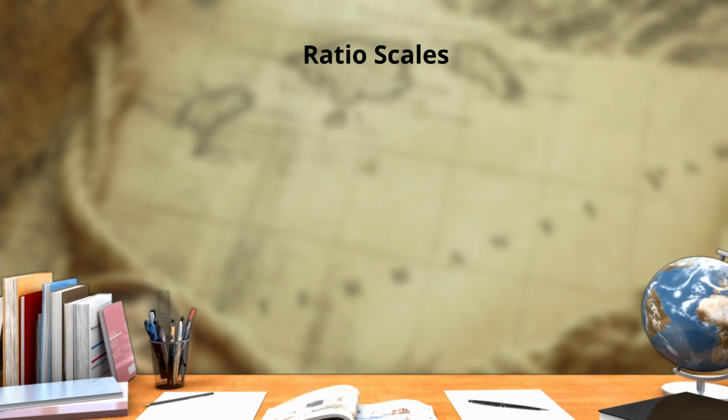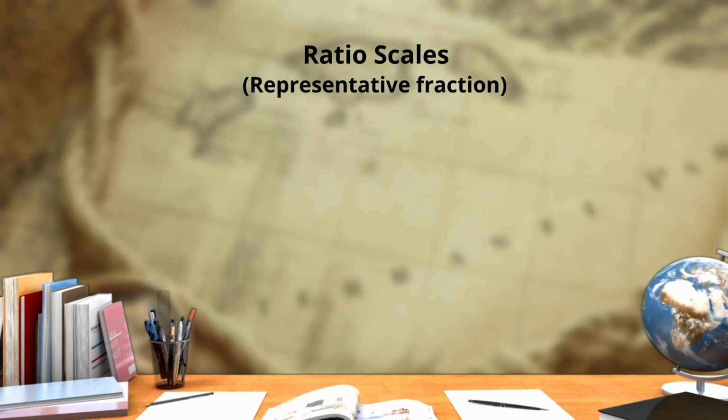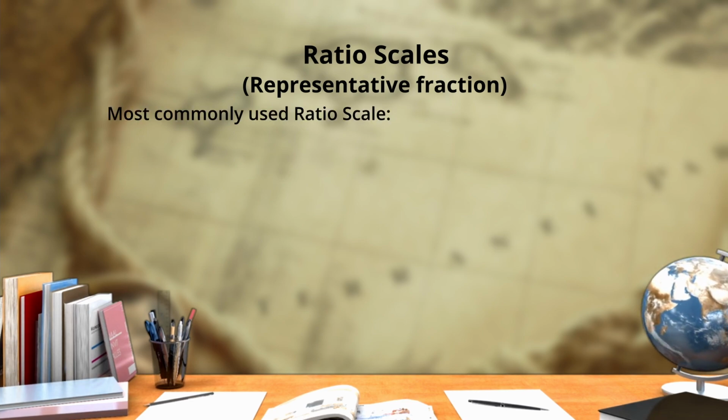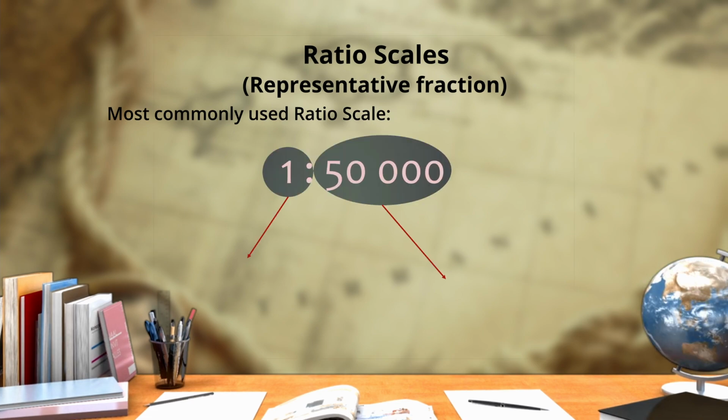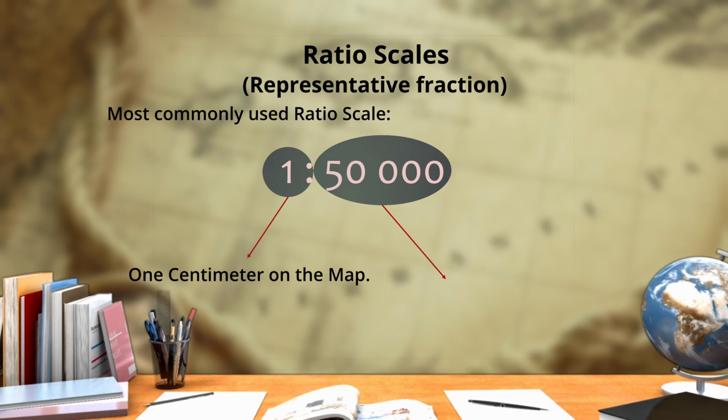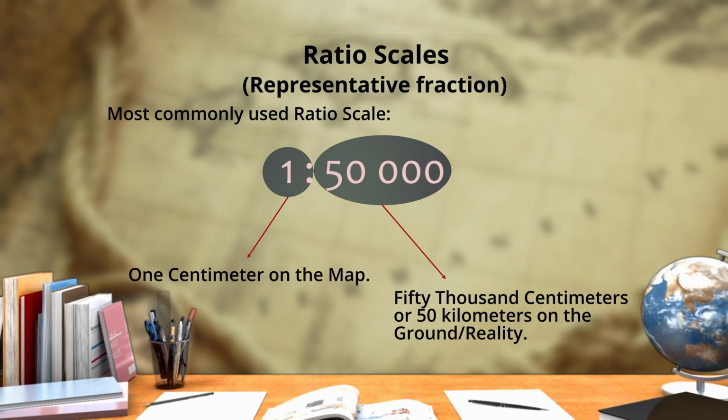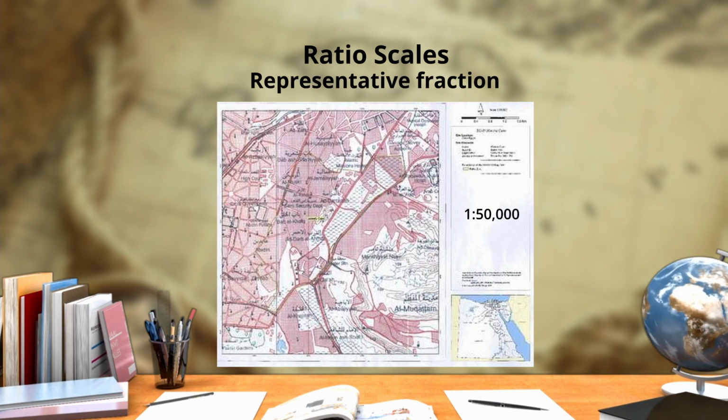Let's start with the ratio scale, which is also known as representative fraction. The most commonly used ratio scale is 1 to 50,000, whereby 1 is the distance on the map, which is 1 centimeter, and 50,000 is the distance on the ground, which is always in centimeters. A ratio scale is always in centimeters on both sides of the scale. So this is an example of a ratio scale of the map.